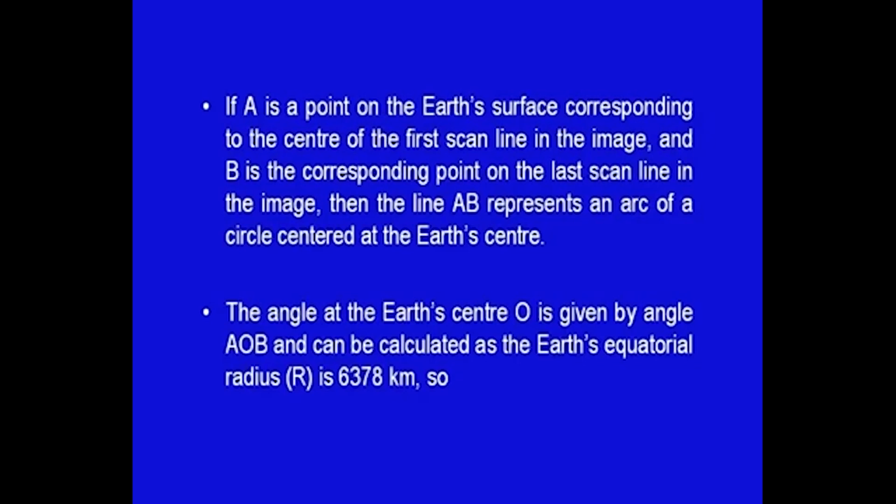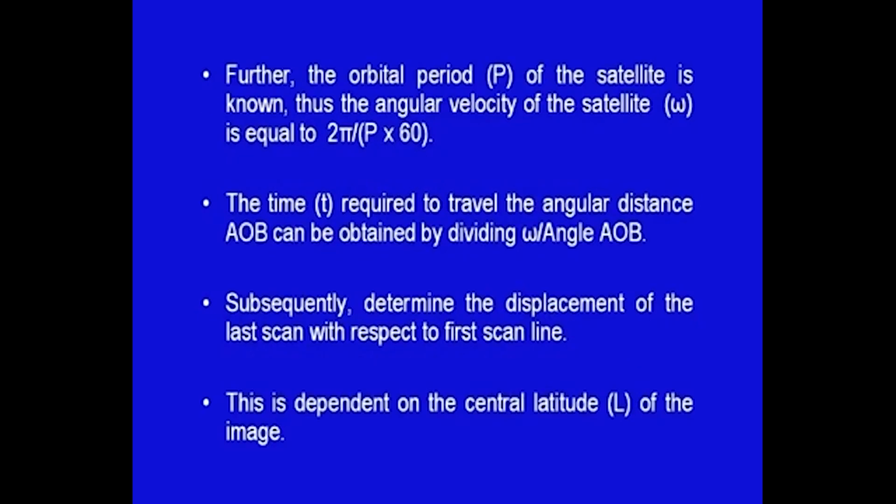The angle at the Earth's center O is given by the angle AOB and can be calculated, where the Earth's equatorial radius is 6,378 kilometers. Further, the orbital period P of the satellite is known. Thus, the angular velocity of the satellite omega is equal to 2 pi divided by P multiplied by 60. The time t required to travel the angular distance AOB can be obtained by dividing the angle AOB by omega.